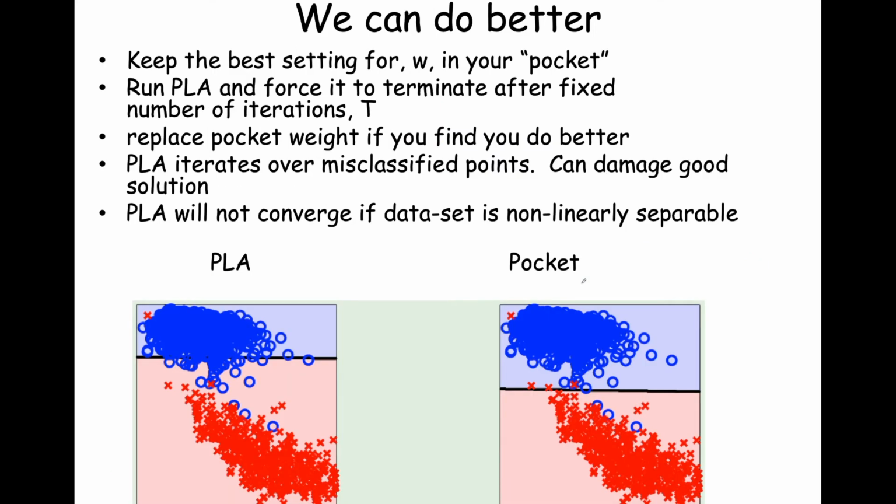All right, so you keep that best setting, W, in your pocket, and you run PLA, and you have it terminate after a fixed number of iterations, and you replace the pocket weight with your new weight update if you find that new weight can do better, it's better performing. And so this PLA iterates over misclassified points, and because it can damage good solutions, this pocket forces it to only consider better solutions. And so PLA does not converge in general if the data set is non-linearly separable. But with the simple addition of the pocket, you can kind of force it to never get worse.